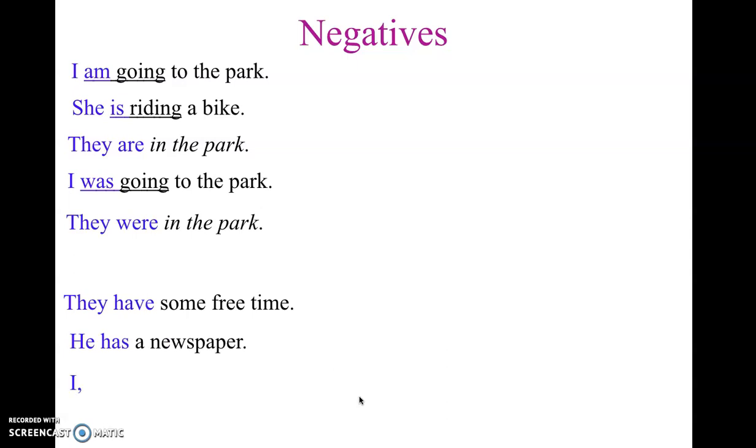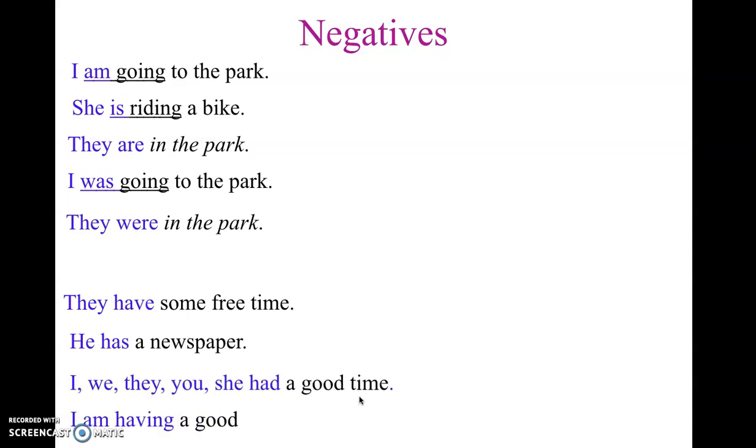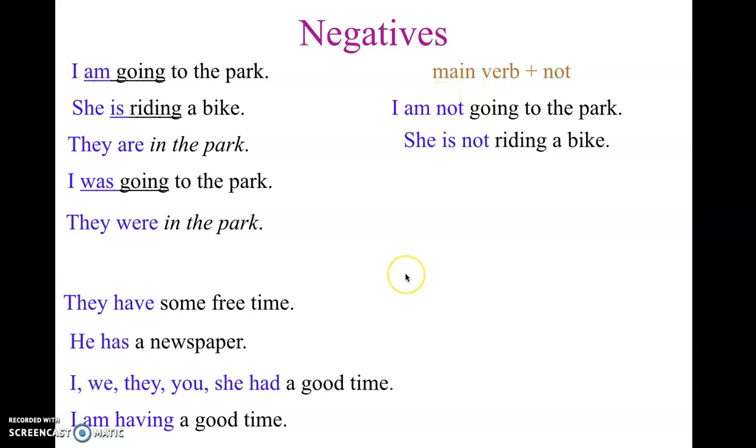And these are a little bit different depending on the sentence that we are looking at. For the most part, with the be verbs, it's the main verb and then not. So I am not going to the park. Right? Main verb, and then not. She is not riding a bike. They aren't in the park.